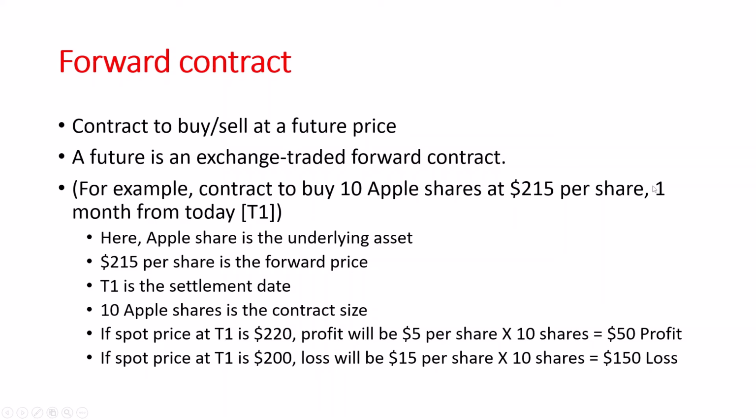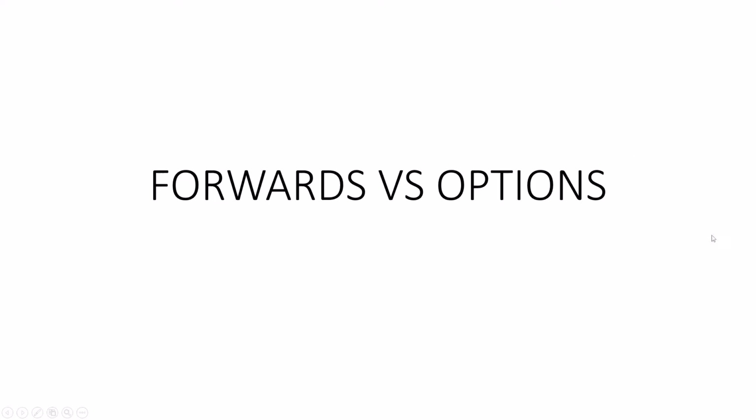So if you have to just summarize this, when you enter into a forward contract to buy, here we've contracted to buy at 215. So if the price in the market is above 215, we will be able to sell at a price above 215. So that will mean that we will be able to earn a profit. But if the spot price in the market is below 215, then we will make a loss because we will have to buy at 215 through this forward contract. But we will be able to sell only at less than 215, which will mean we will incur a loss from this contract. Now the next thing, the difference between forwards and options.